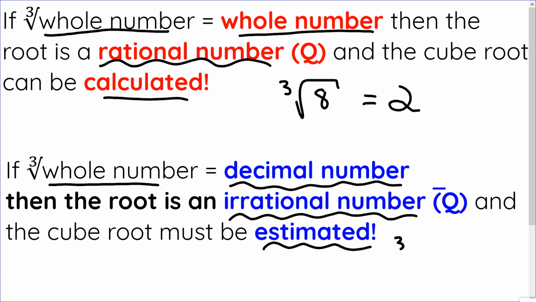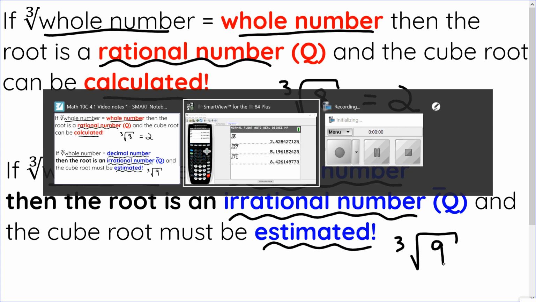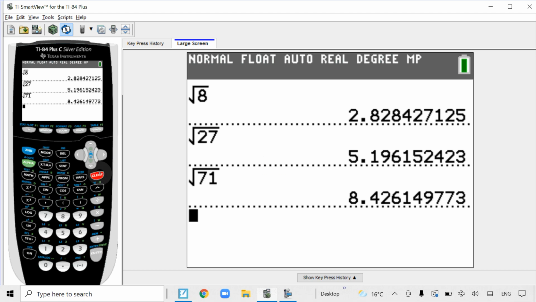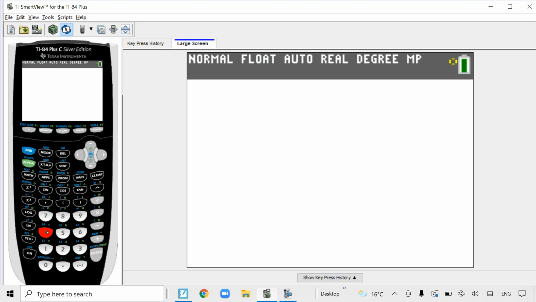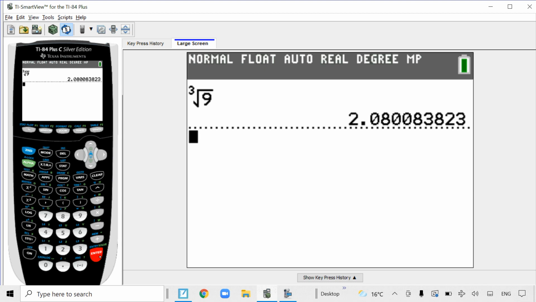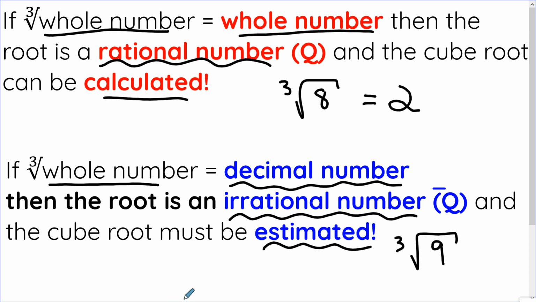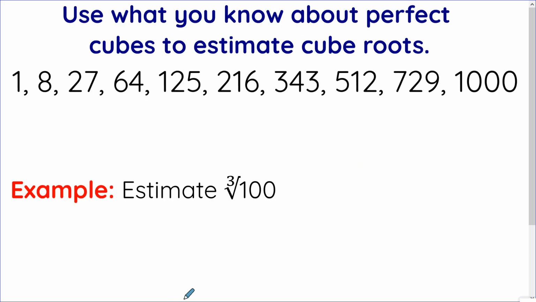For example, the cube root of 9. Well, 9 is not a perfect cube. So if I went into my calculator, I would have to go in here, cube root of 9. I'm going to get a decimal answer. So I'm going to have to estimate. So again, I'm going to show you how to do that without using your calculator. So borrowing what we know about perfect cubes, let's estimate.